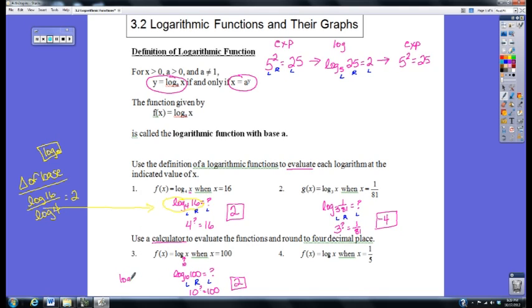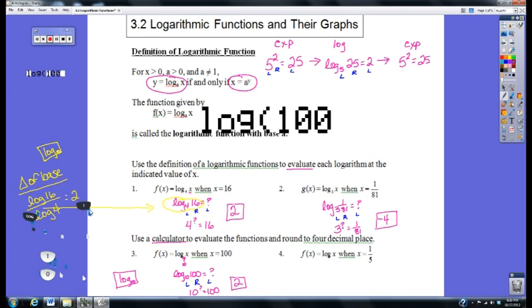Remember, the log button is log base 10. So since this is log base 10, I can go back to my calculator, and all I have to do is hit log 100, since it's already log base 10, and it gives me 2.